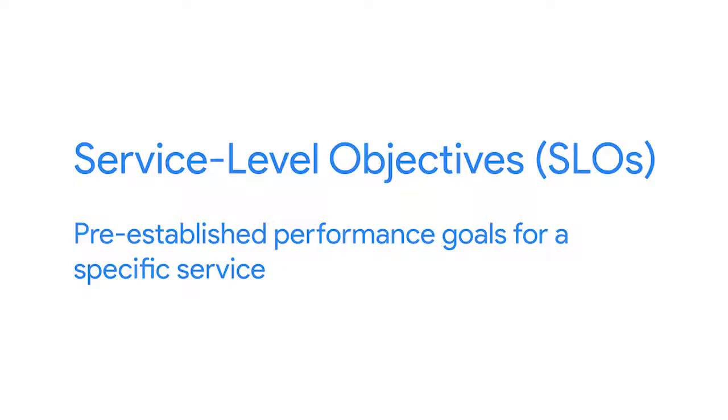But depending on how critical the service is, it can have different service level objectives, or SLOs. SLOs are pre-established performance goals for a specific service. Setting these objectives helps manage the expectations of the service users. And the targets also guide the work of those responsible for keeping the service running. SLOs need to be measurable, which means that there should be metrics that track how the service is performing and let you check if it's meeting the objectives or not.